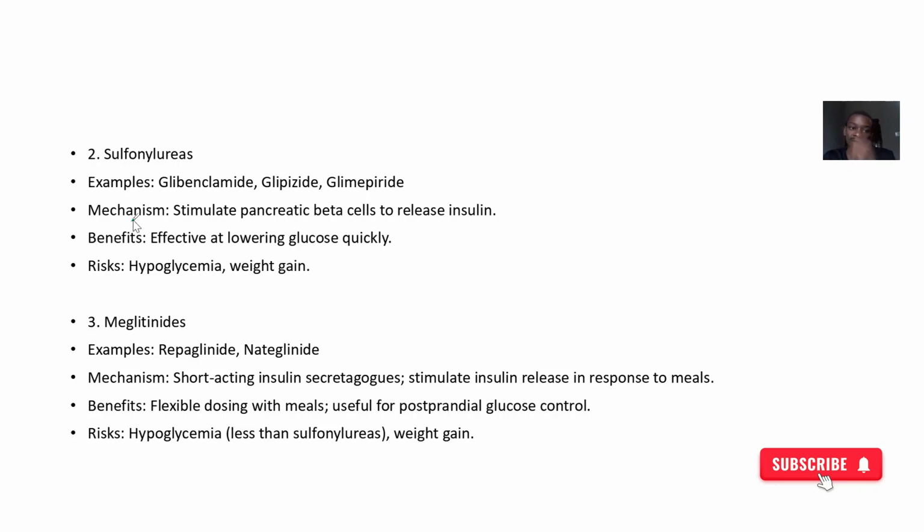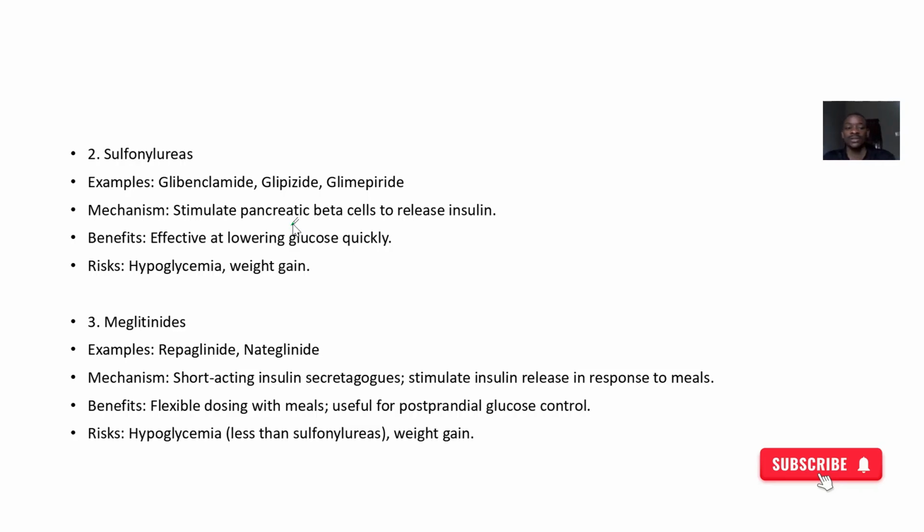Then we have the sulfonylureas, which are drugs like Glibenclamide, Gliclazide and Glimepiride. They stimulate pancreatic beta cells to release insulin. So the more insulin you have in the body, the more glucose is being broken down. So they are very effective at lowering glucose levels.